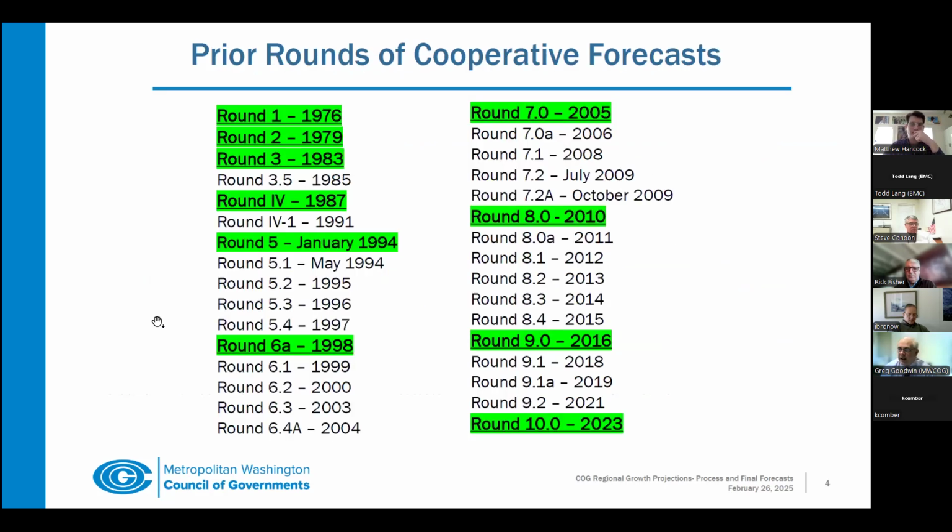So again, this is the historical rounds of data that we have completed since 1975, 1976, starting with round 1. And we have pretty much produced a set of forecasts in terms of a major round every 4 or 5 years. The highlighted green are the major rounds, and the rounds with a decimal are the intermediate rounds that we have produced. So again, not every jurisdiction participates in an intermediate round, but when we do a major round, we do have participation from all of our local government members. Again, round 10 was the last major round, and we are now currently working on an intermediate round 10.1.